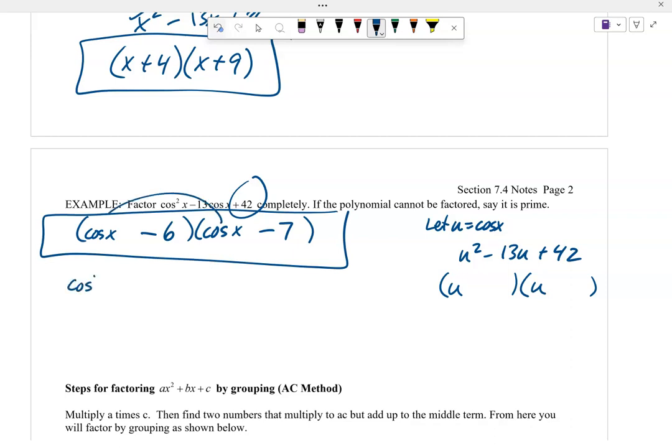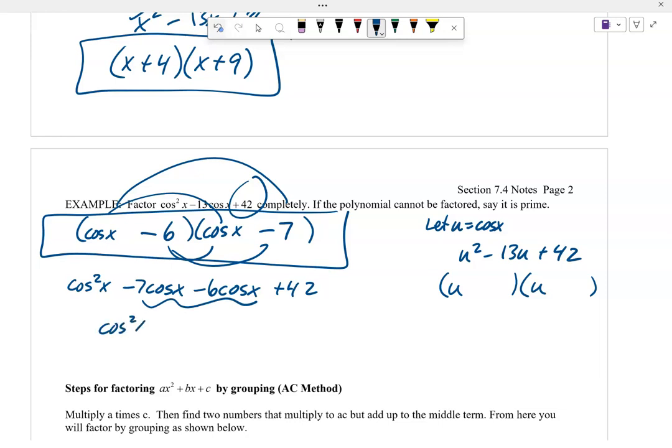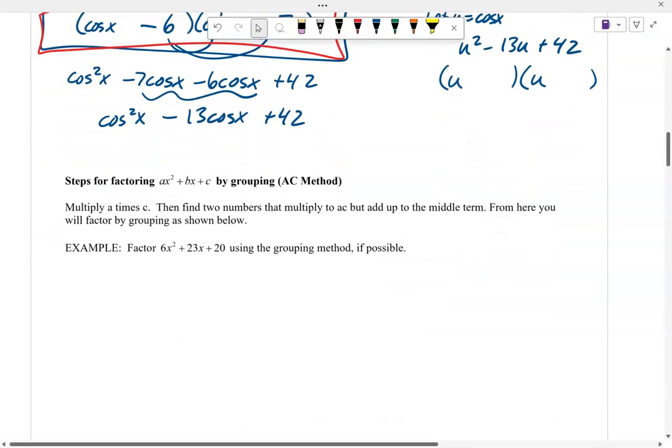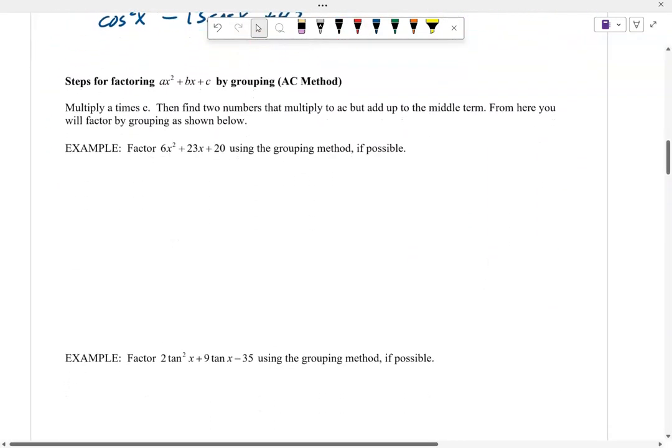Cosine times cosine is cosine squared. Cosine times negative 7 is a negative 7 cosine. Negative 6 times cosine is negative 6 cosine. And negative 6 times negative 7 is positive 42. And so we have cosine squared minus 13 cosine x plus 42. So, like I said, there it is, all factored. So it is correct, right? Make sure you FOIL to check that.